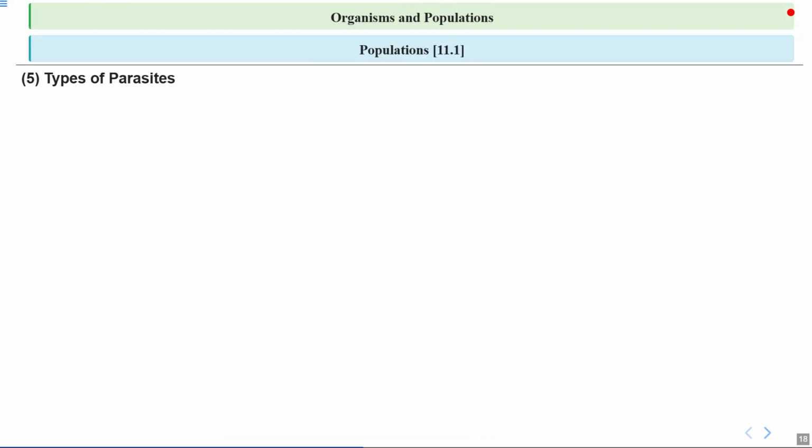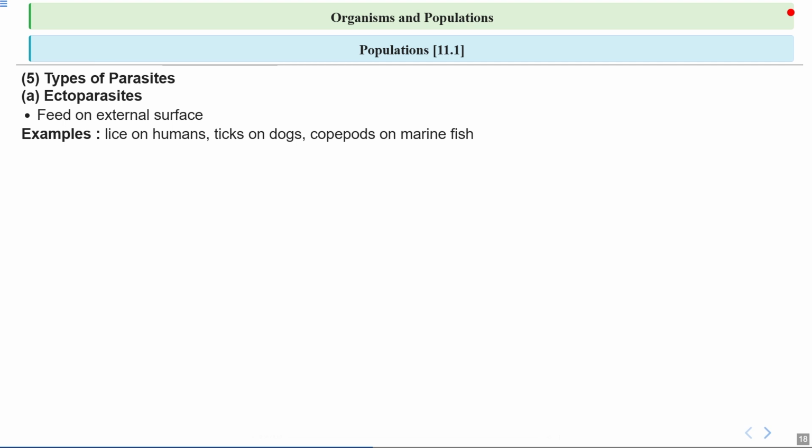Now, what are the types of parasites? First are ectoparasites. These parasites live on the external surface of the host, so they feed on the external surface. Examples are lice on humans, ticks on dogs, and copepods on marine fish. Another example is a parasitic plant, which is Cuscuta.